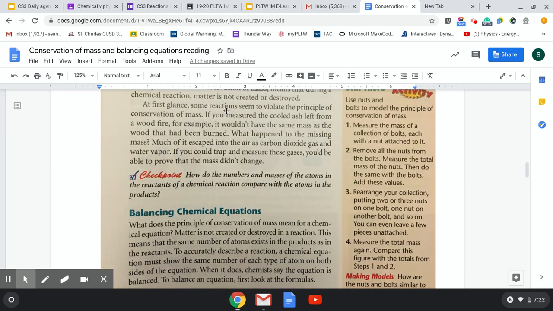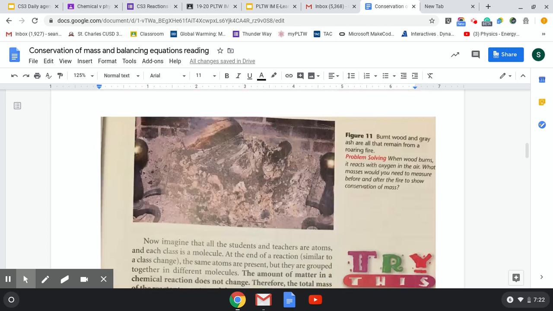At first glance, some reactions seem to violate the principle of conservation of mass. If you measured the cooled ash left from a wood fire, for example, it wouldn't have the same mass as the wood that had been burned. What happened to the missing mass? So let's go up here and think about that.